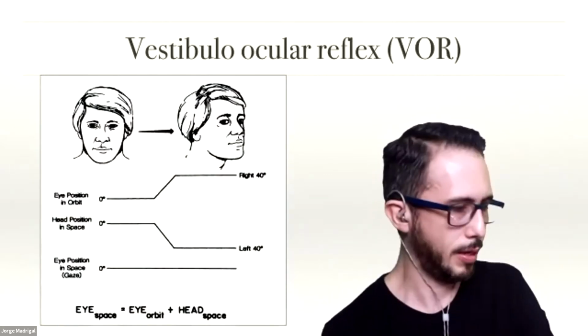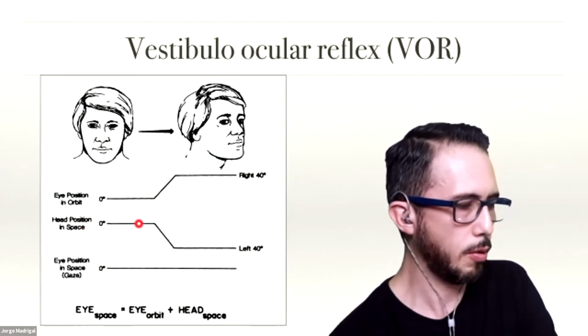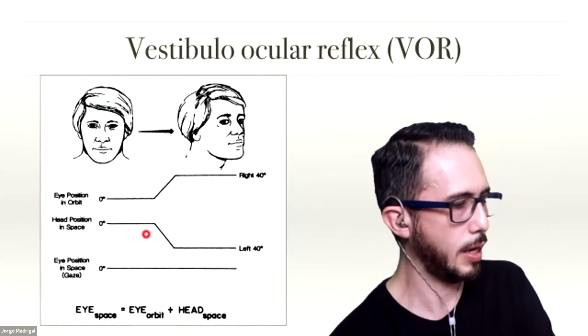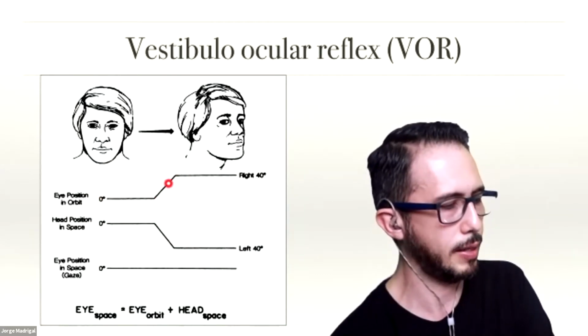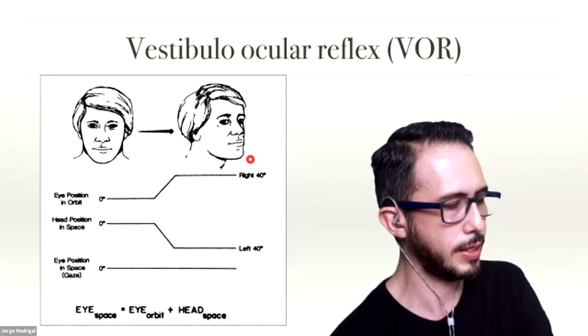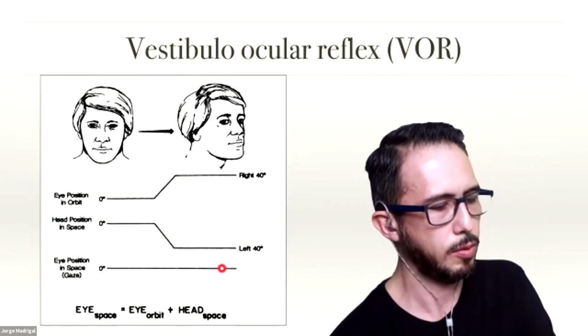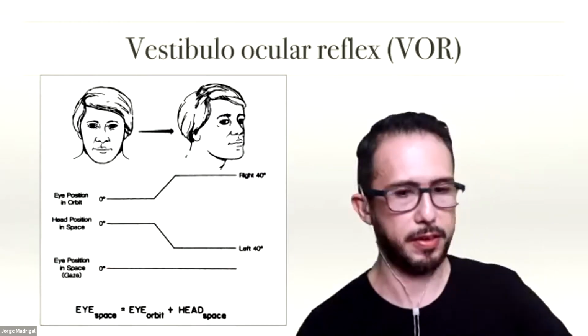It's okay, all morning we have talked about this. When we move our head to the left 40 degrees, for example, we move our eyes at the same time the same degrees, but to the opposite side, to keep the eye position in space. That means the gaze without moving. That's the main thing with the VOR. When the VOR fails, we have what is called oscillopsia, where our surroundings move when we move our head.